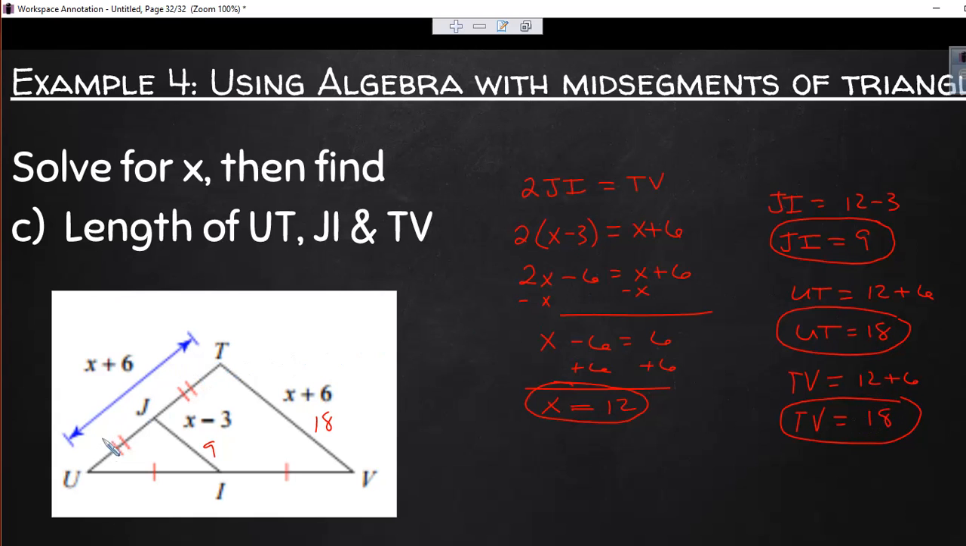And then for UT, 12 plus 6 again is going to be 18. So we didn't use this side over here to help solve our problem, we just had to plug it in and find the length of TU at the end.